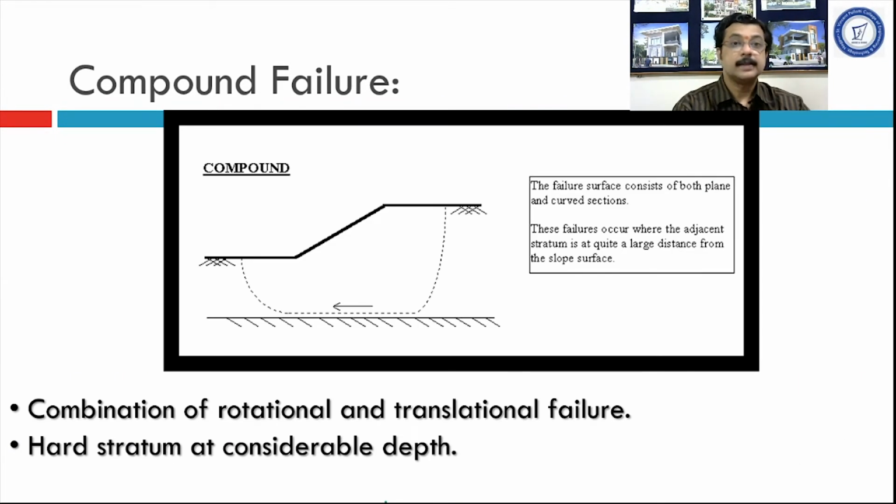The next is compound failure. Now you can very well understand the word compound itself is self-explanatory. It is a combination of a few kinds of failure. So what is the combination? This can be understood from the diagram. Again this is the finite slope. It is not an infinite slope. This is the finite slope, and this dotted line indicates, what does it indicate? It indicates the plane of failure.